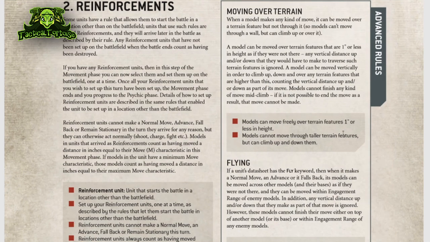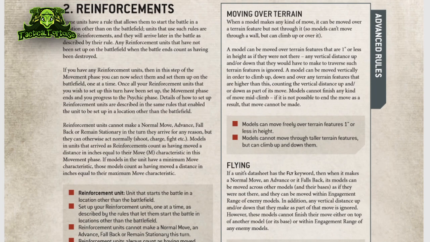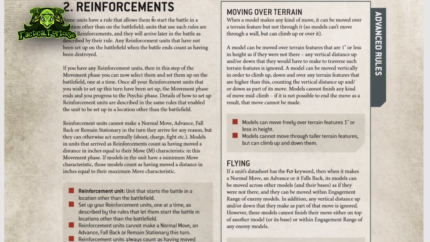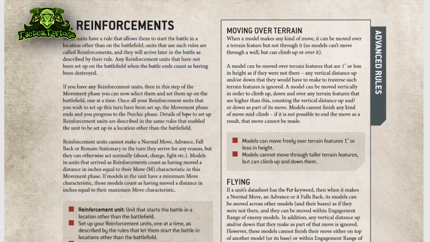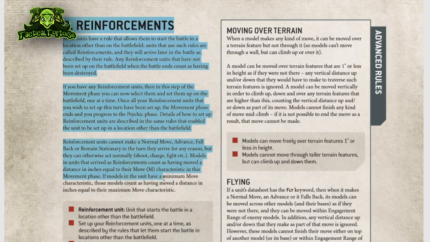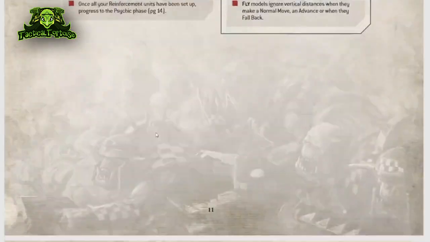Once you're done moving all of your models, you move to the reinforcements step, which is just the last stage in the movement phase, and it just codifies when any of your reserves or your strategic reserves are going to be placed on the table. Not really a change here, but instead of just using a nebulous end of movement phase trigger for those abilities, you are going to be in that reinforcement step, which I appreciate.